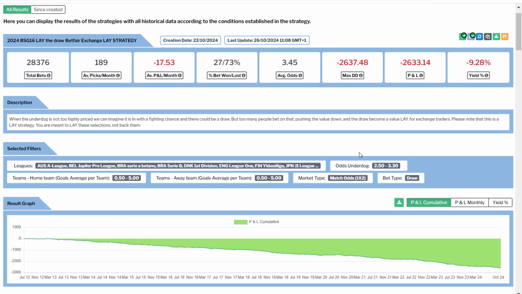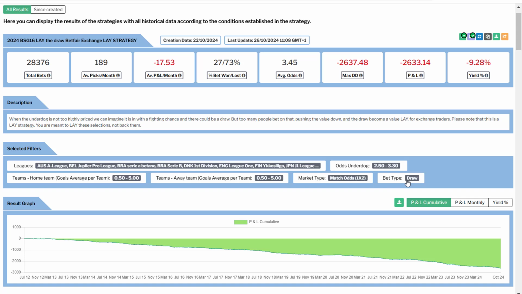Very simply, what it does is it looks for a match where there's an underdog, home or away, but it's not a huge underdog. It still has a chance. It has odds between 2.5 and 3.3. And when there's an underdog with those odds, and also both teams have an average goals rate between 0.5 and 5, then I'm going to lay the draw in those games.